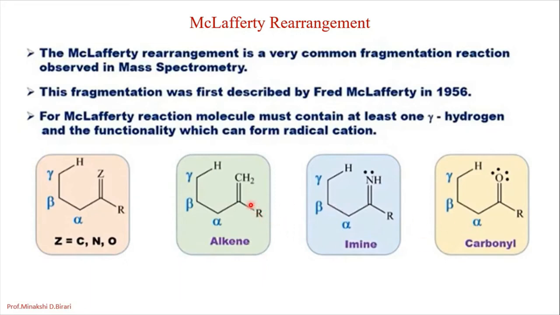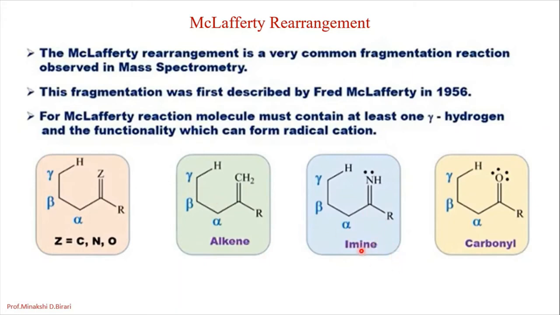So in the alkene, we can observe this position is alpha, beta and gamma. So gamma carbon, to which this gamma hydrogen is attached. There is a migration of a gamma hydrogen and an intramolecular rearrangement occurs, and there is a formation of a fragment. So McLafferty rearrangement is a very common fragmentation reaction observed in mass spectrometry, and the heteroatom may be carbon, nitrogen or oxygen. So the first example, alkene, satisfies both conditions, so it can undergo the McLafferty rearrangement.